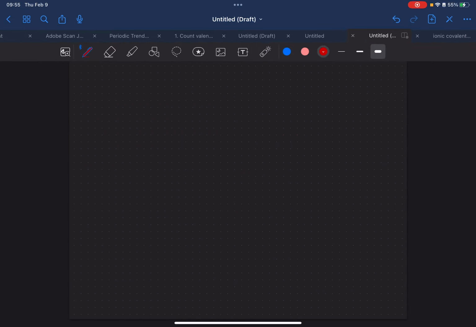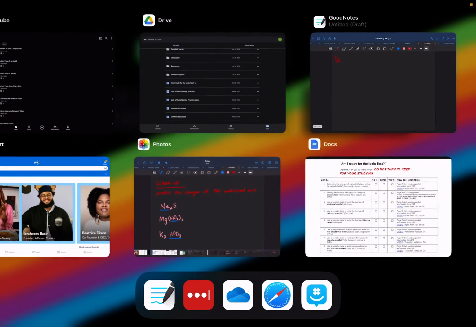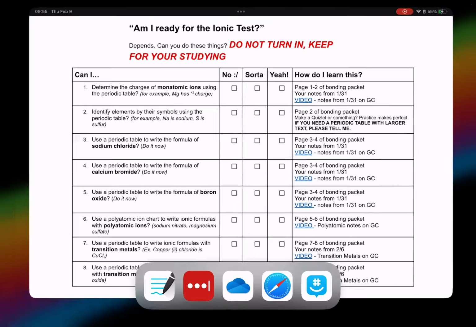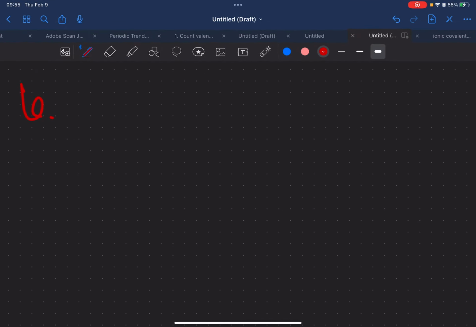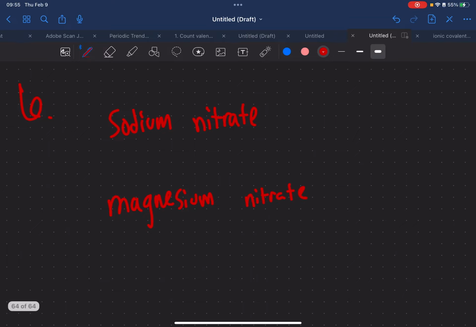Number 6 is polyatomics, that's right. So let's do sodium nitrate. Let's try magnesium nitrate. Let's do sodium nitrate, magnesium nitrate.